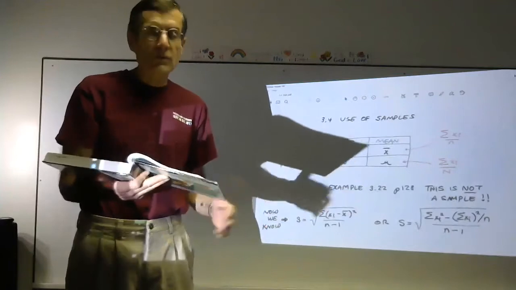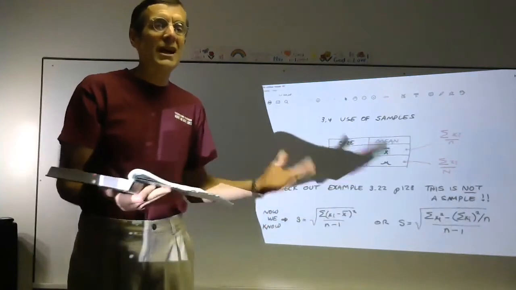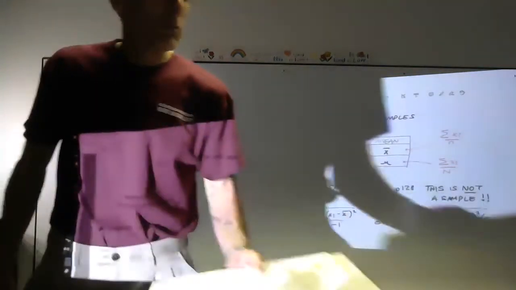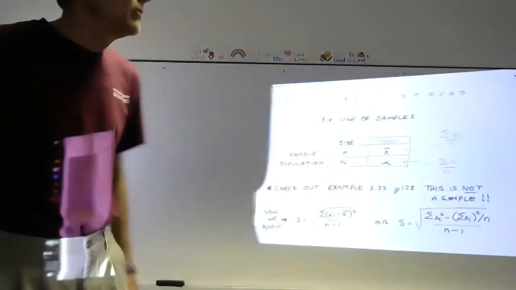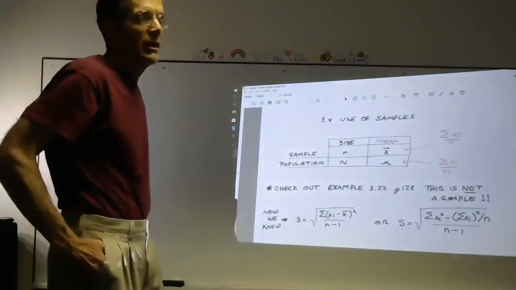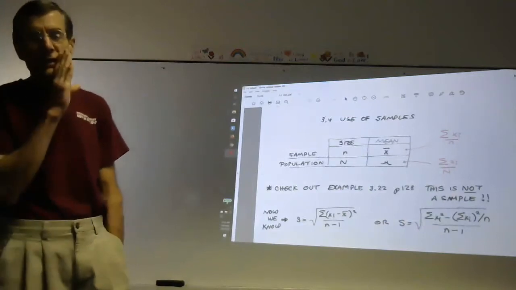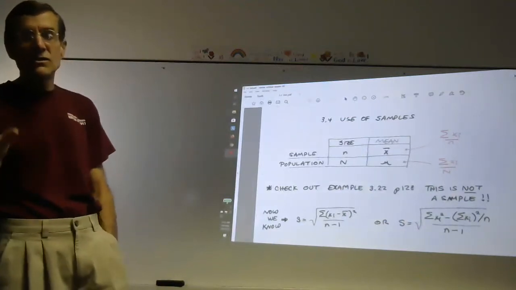So if you're going to do the standard deviation of the entire team, you might be curious, is it the same as doing the standard deviation of a sample? Well, we're going to find out. The little secret here is that it's not the same.